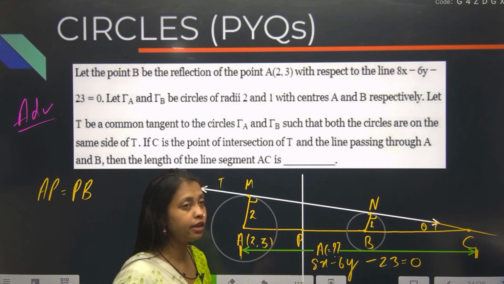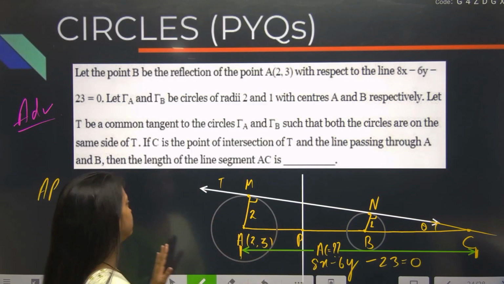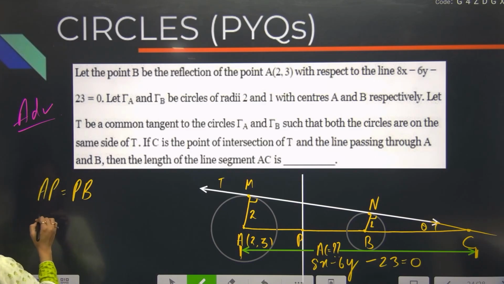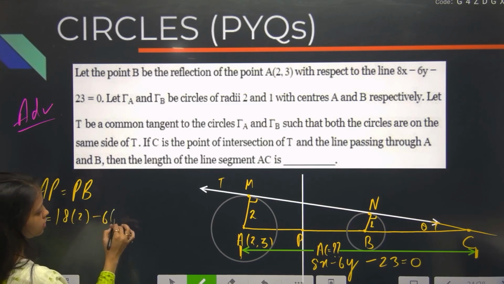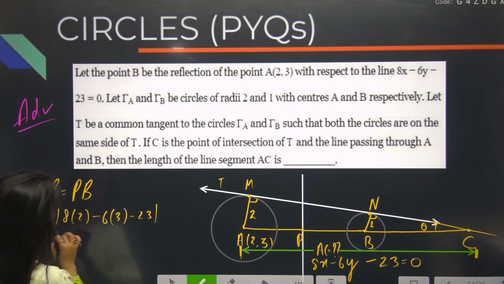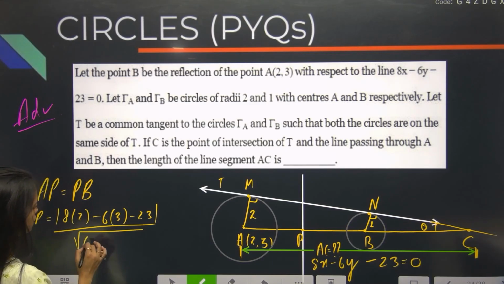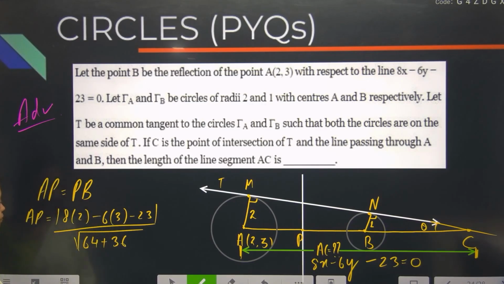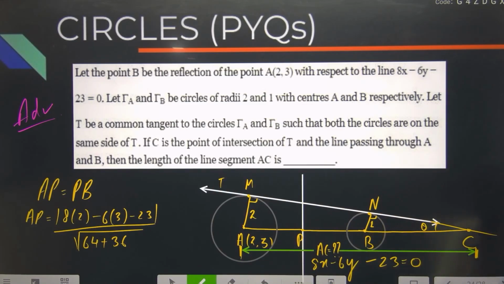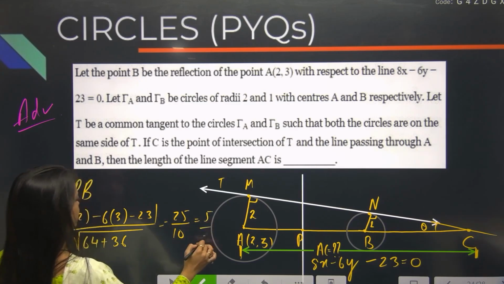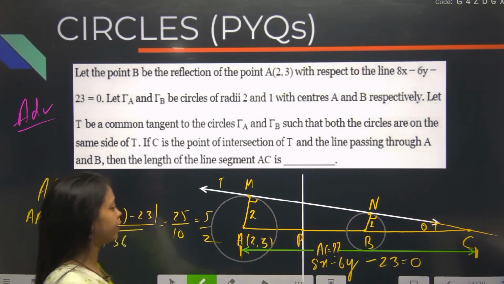Because you have a point and a line: distance from a point to a line. Yes, AP equals PB is given. So distance AP equals, by direct substitution, 8 times 2 minus 6 times 3 minus 23 divided by root of 64 plus 36, which is 100. So 16, 16, 18, 25. That is 25 by 10, 5 by 2. AB is 5.